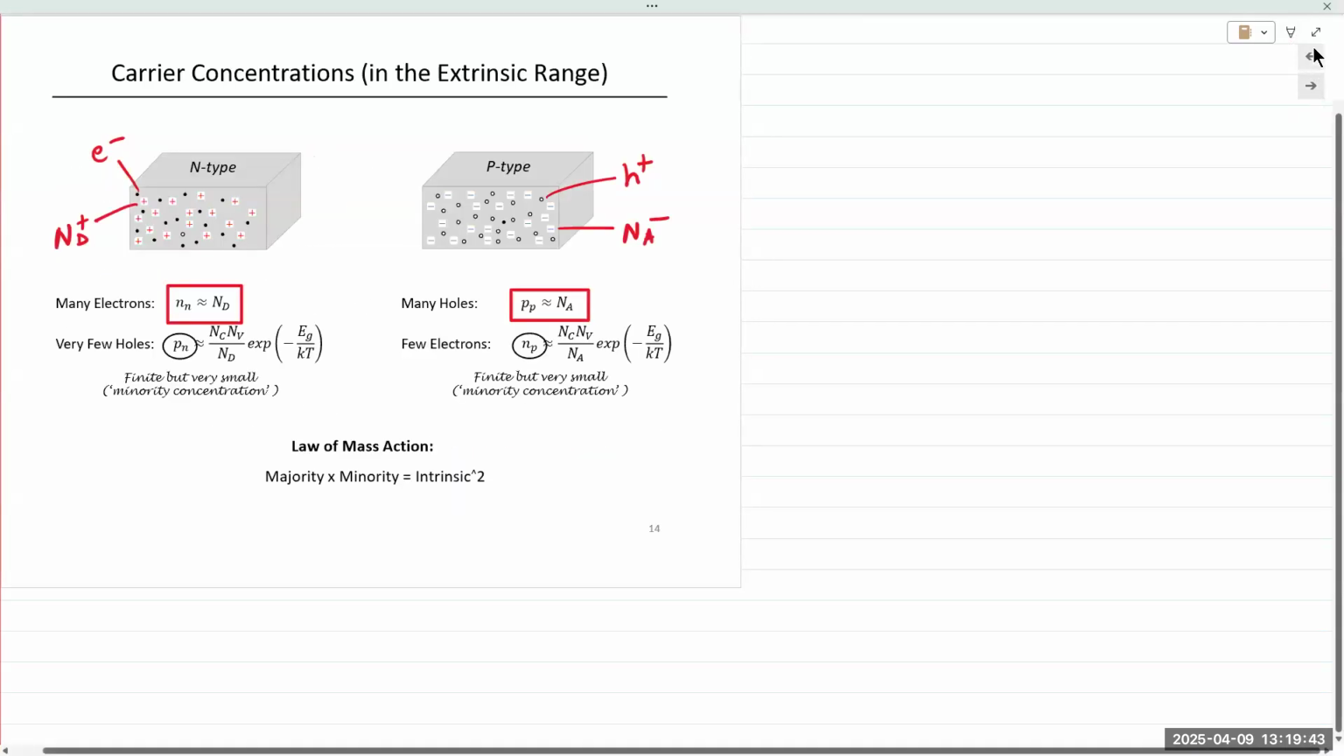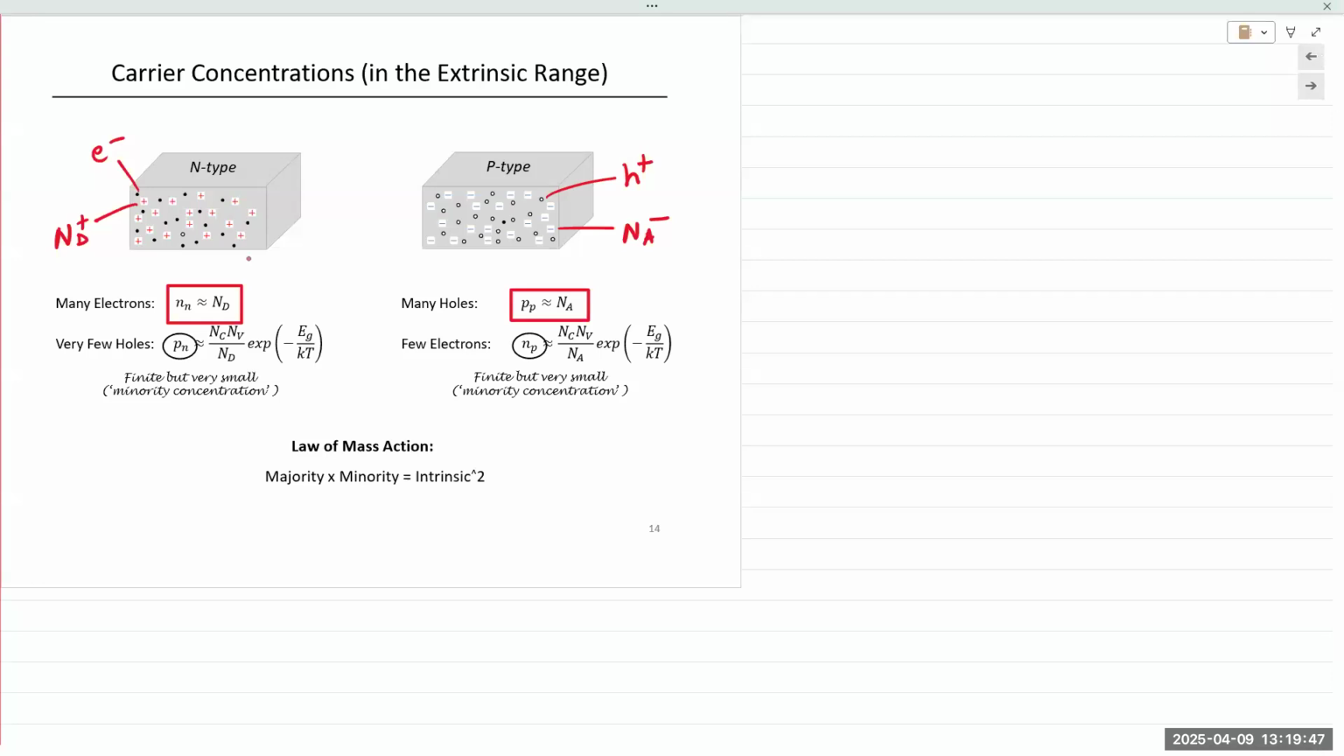All right. Since there are very few holes, this equation right here can approximately describe the number of holes in the N-type material, and this equation can describe the number of electrons in a P-type material. It's very similar to the equation that we saw earlier for the intrinsically generated charge carriers.